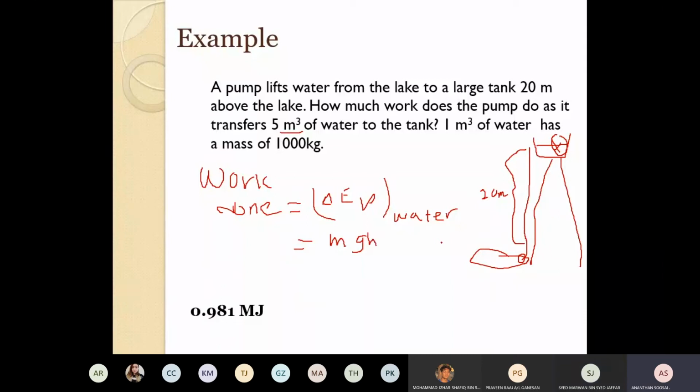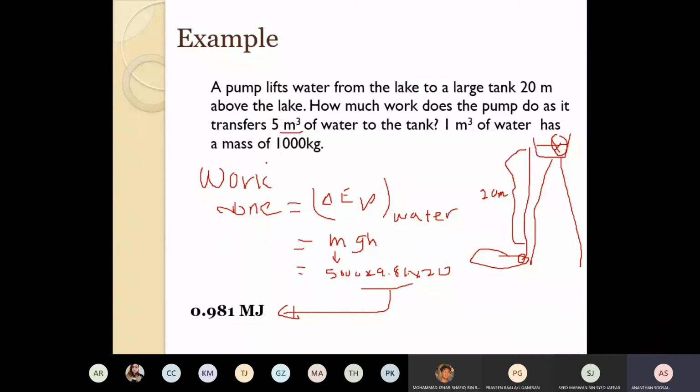The initial h we assume is 0, because it is from the ground. So mgh. So m is the mass of water that has been raised. 5 meter cube, so it's 5,000 kg. Gravity is 9.81, and the height it rises is 20 meters. That's the work done. You should get this energy: 0.981 megajoule of work has been done by the pump.